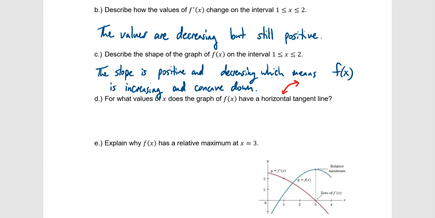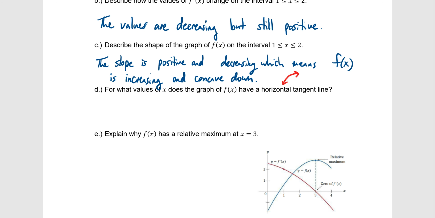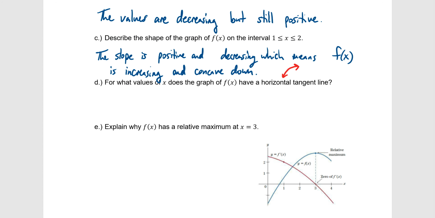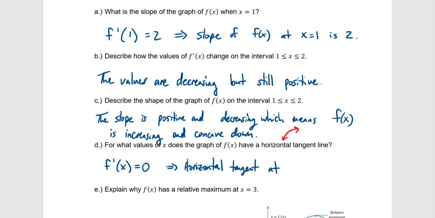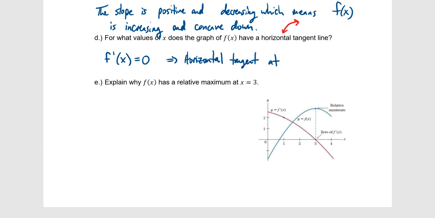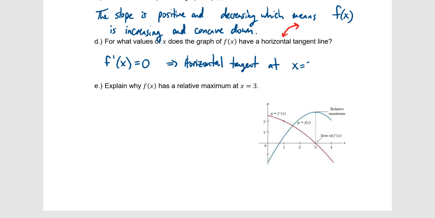And for question D, for what values of x does the graph of f of x have a horizontal tangent line? Horizontal tangent line means f prime of x equals 0. So let's see where it equals 0. F prime equals 0 right here at 3. So that's going to be at x equals 3. So f of x has a horizontal tangent at x equals 3 because that's when f prime of x equals 0.